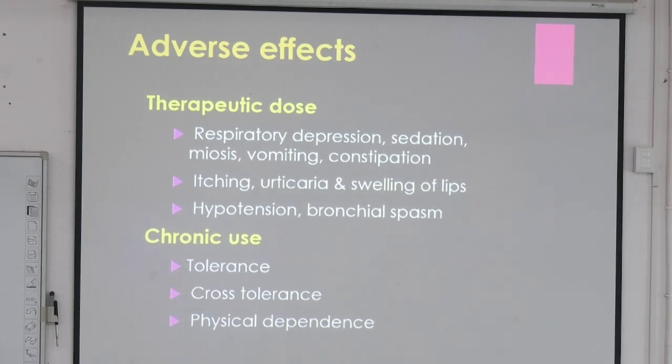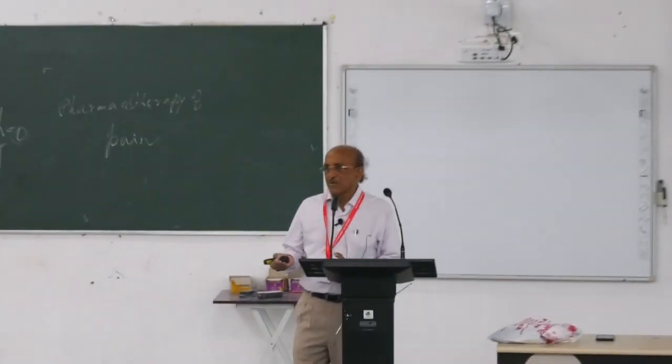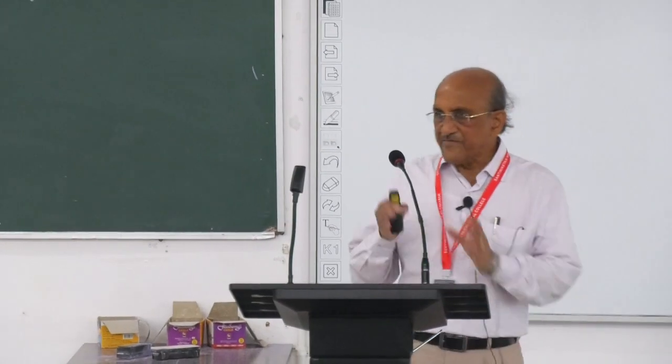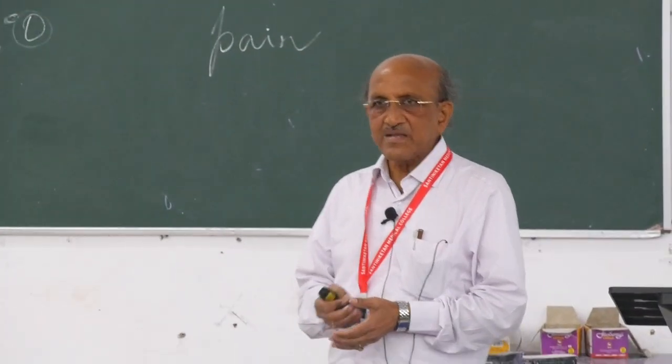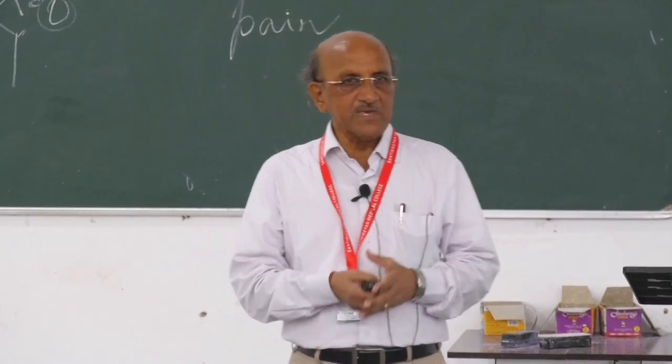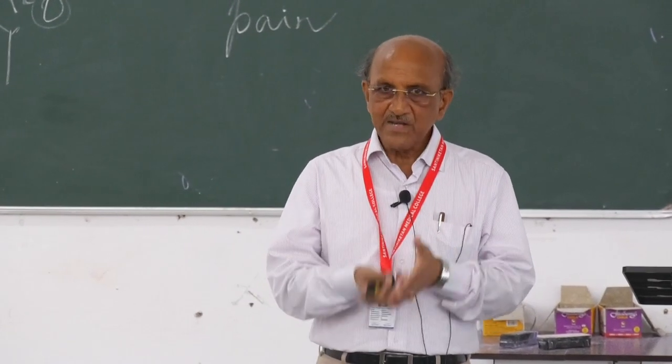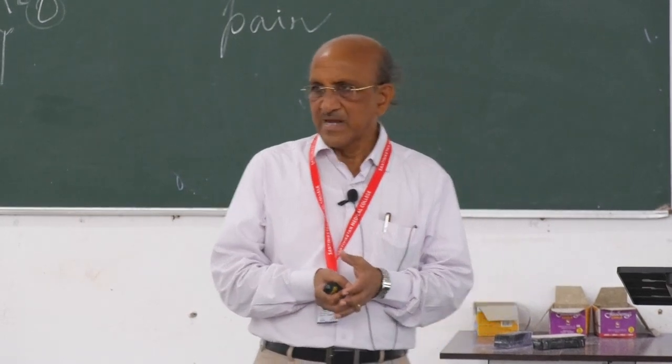And in chronic cases, it leads to tolerance, that is the development of tolerance to many of the effects of morphine, especially euphoria, analgesia, sedation, but not to miosis and constipation. Next is cross tolerance, that means tolerance to the other opioid analgesics. Then physical dependence. There is a craving for the drug. There is some sort of behavioral disorder leading to obsession and compulsive use of the drug, and that will lead to dependence. That is the addiction.